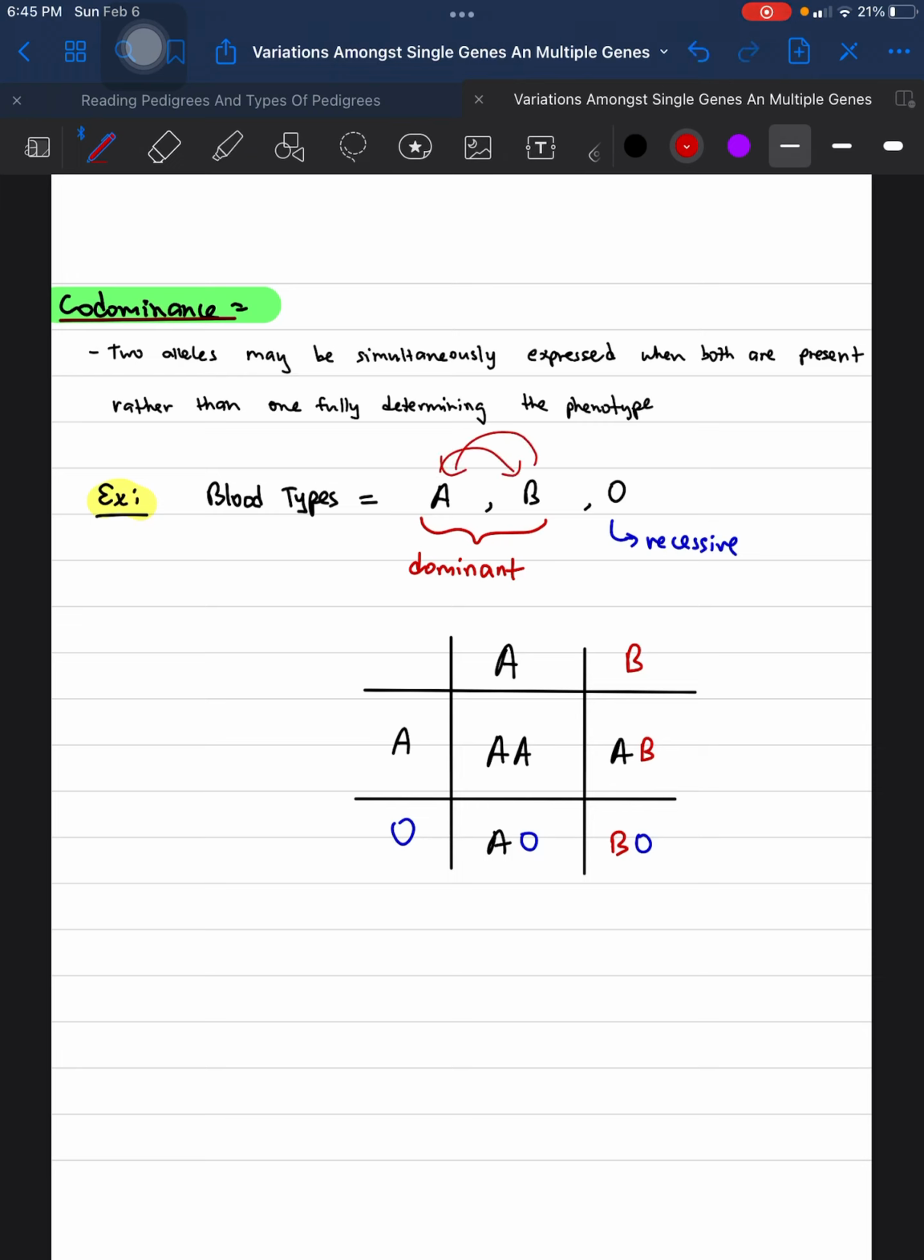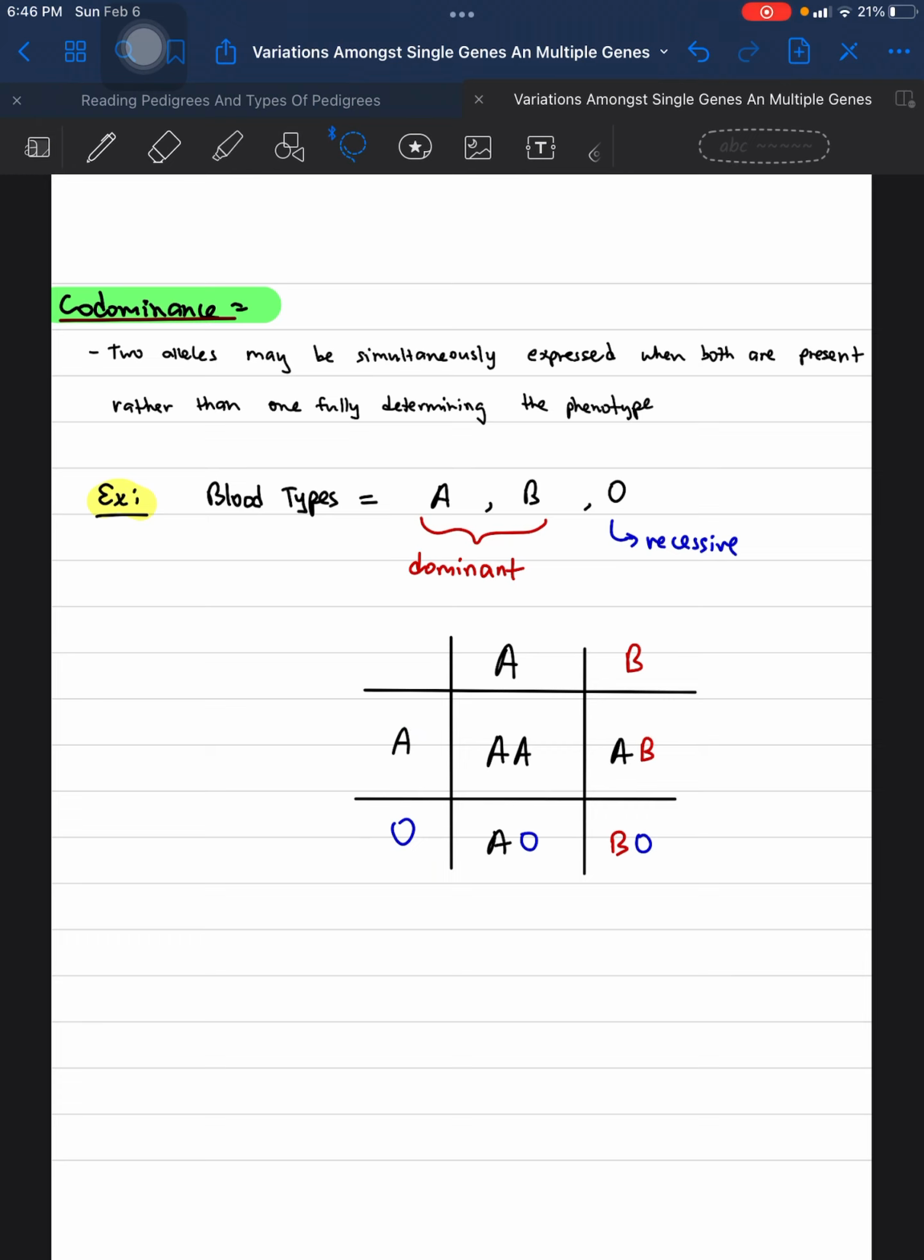They're both equally dominant, and when they're found in the offspring, they're usually seen together. And they make a whole different blood type, which is called AB. So right here in this cross, we're crossing an individual with AB blood type with an individual with A blood type, and their genotype is AO.